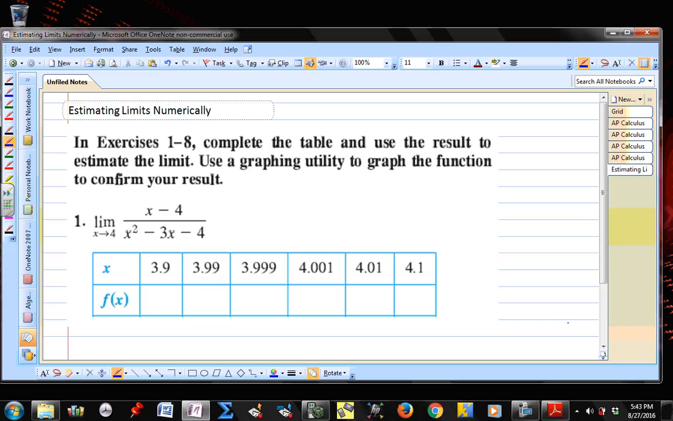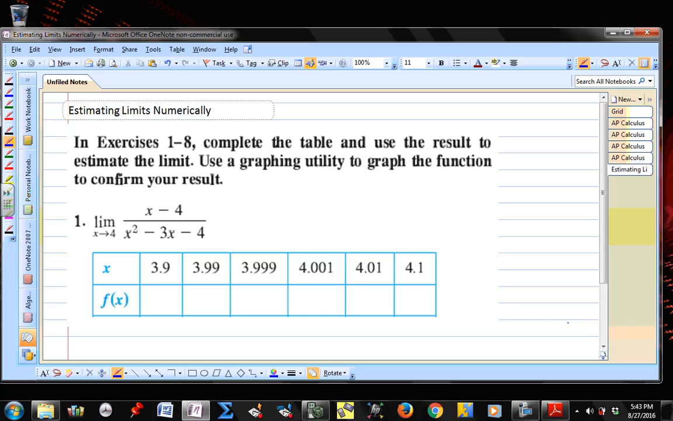We're going to look at problems in the textbook, like the ones in your assignment, where you're asked to estimate the value of a limit numerically. In other words, by using a data table. We haven't done this one in class, so we'll do an example together right now. We're going to do problem number 1 as an example from section 2.1 in your textbook.